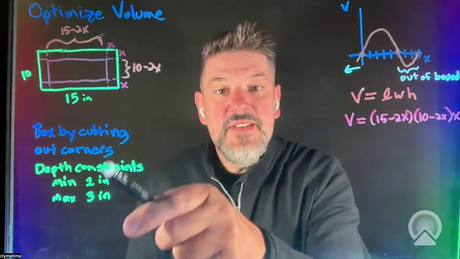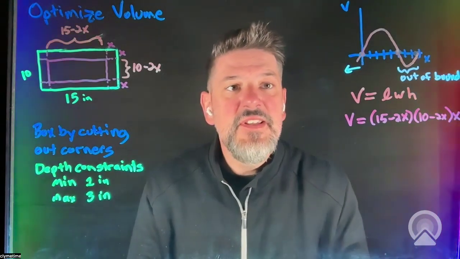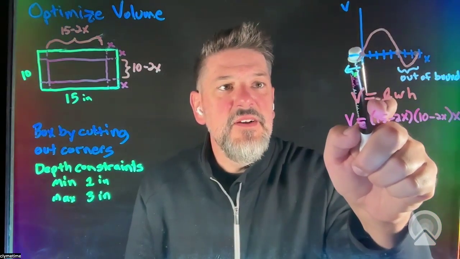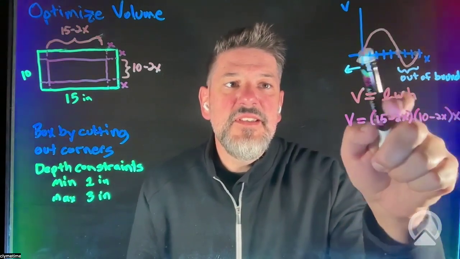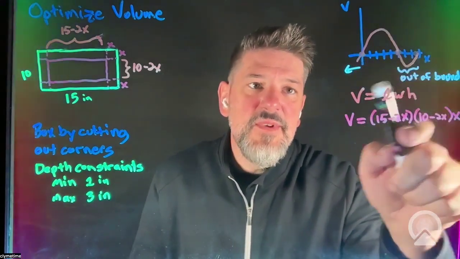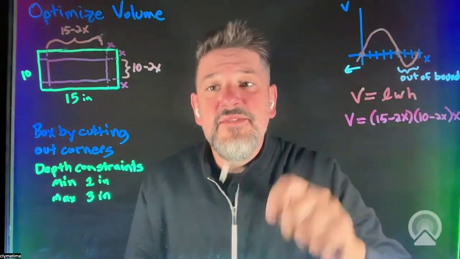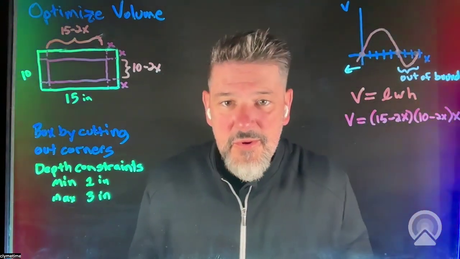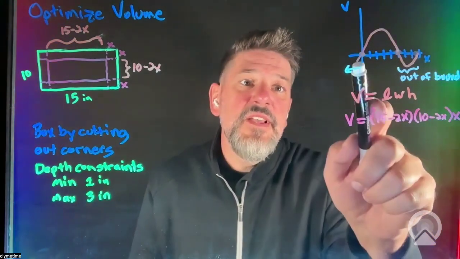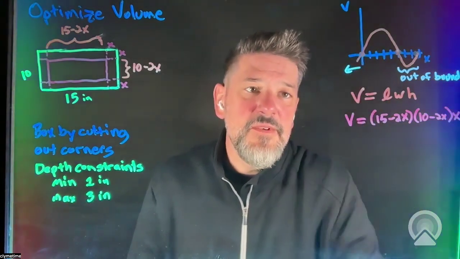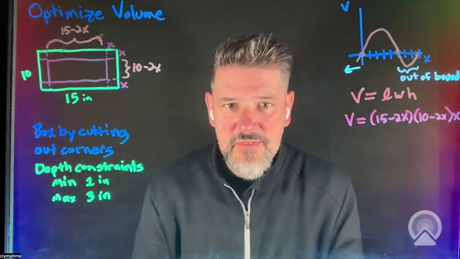And even if they didn't give us constraints, we would have natural constraints. The natural constraints would be 0 and 5 because we can't have negative volume. That doesn't make any sense. So as soon as we get to 5, we have 0 volume. And before we cut anything out, we have 0 volume. So we have 0 volume at 0 and 0 volume at 5. And so these are our two natural constraints.